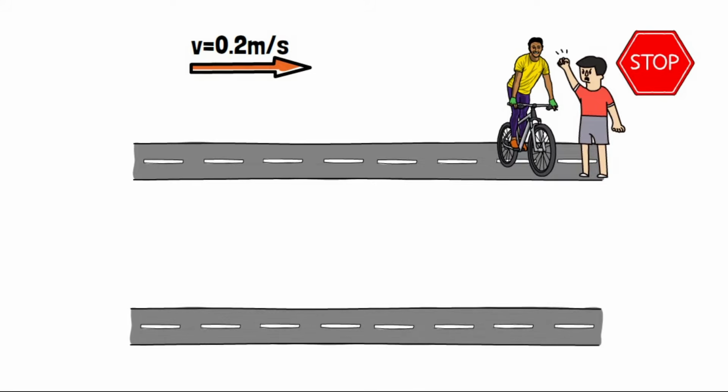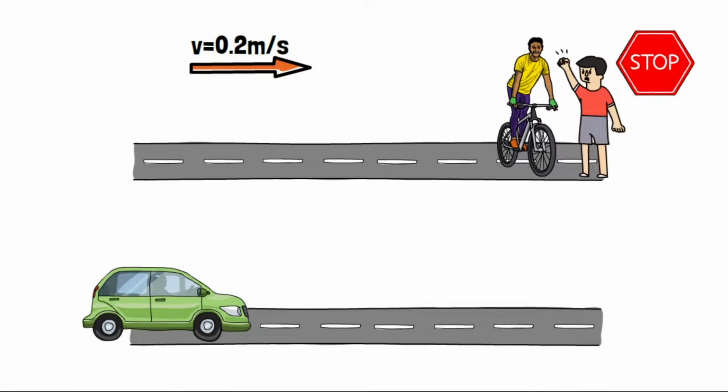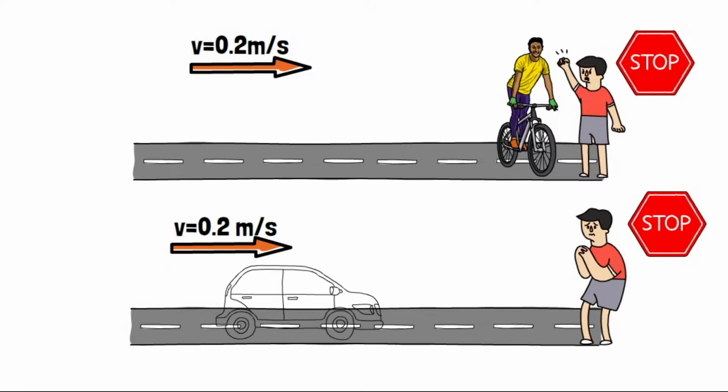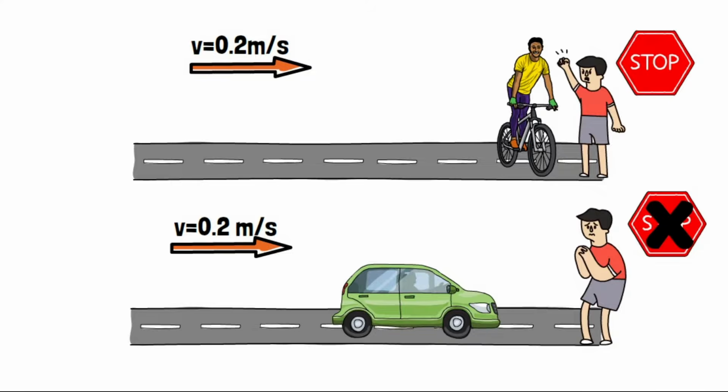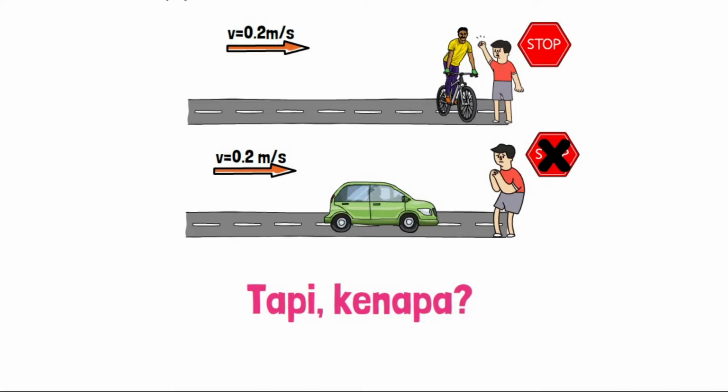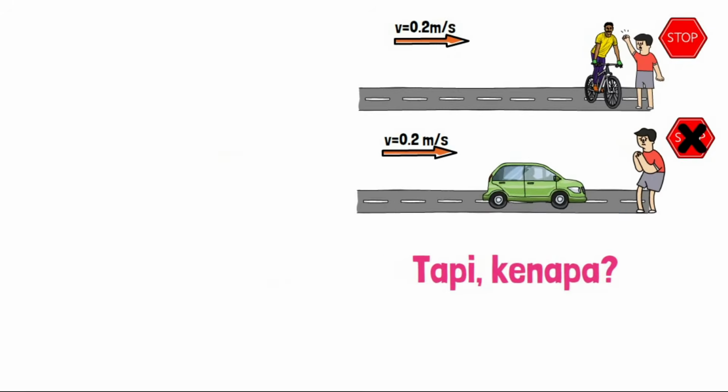Tetapi, jika abang awak memandu sebuah kereta and move to the right with the same velocity of 0.2 meter per second, kenapa awak takut untuk cuba memberhentikan kereta tersebut? Basikal boleh berhentikan, tetapi bukan kereta tersebut. Tapi kenapa? Okey. Jom kita lihat perbandingan antara mass of the car and the mass of the bicycle, where the mass of car is bigger than mass of the bicycle.